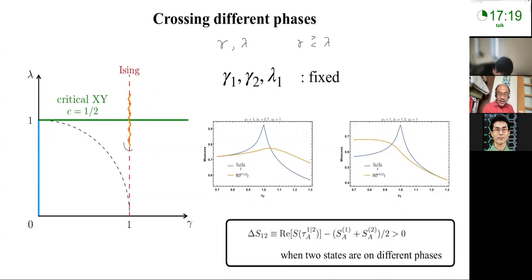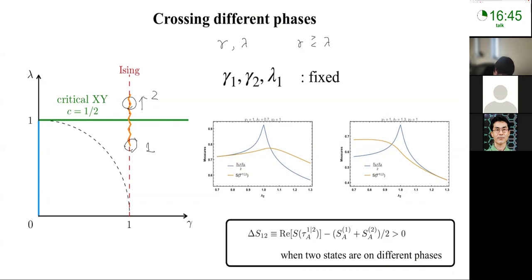Okay. So for example, one state is living here, and we move another state in this direction. If these two states live in the same phase, pseudo entropy is less than or equal to the average entanglement entropy. But once our state goes to this other phase, then we have interesting behavior. So pseudo entropy can be greater than the average value. Okay, thank you.